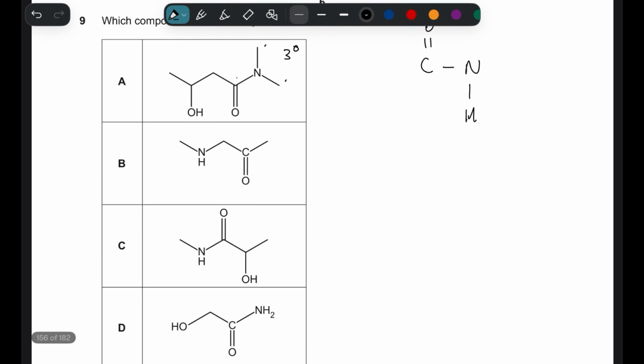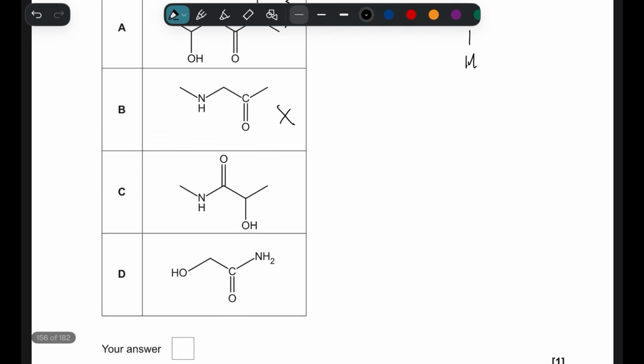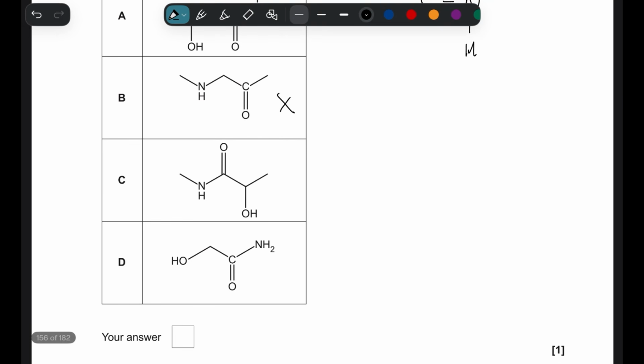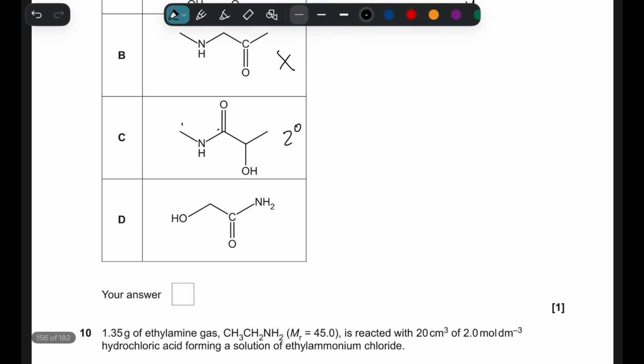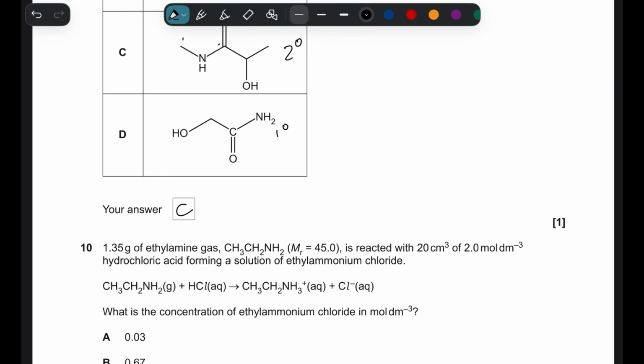B, you can see how the carbon with the carbonyl group is not actually attached to nitrogen, so this isn't an amide. You can see C, this nitrogen is attached to 1, 2. So this is actually a secondary amide. And this one, you can see it's only attached to 1, so it's a primary amide. So our answer is C.